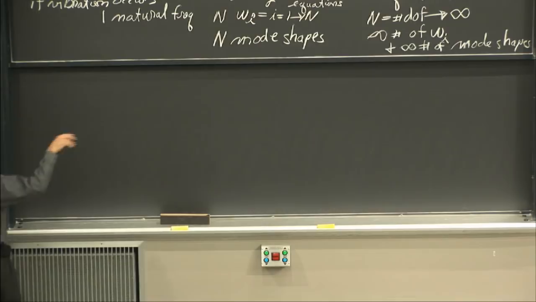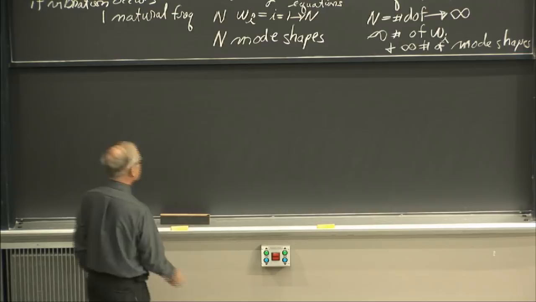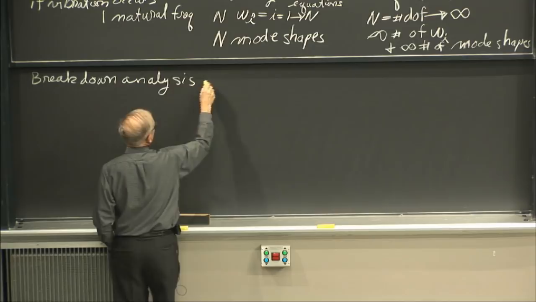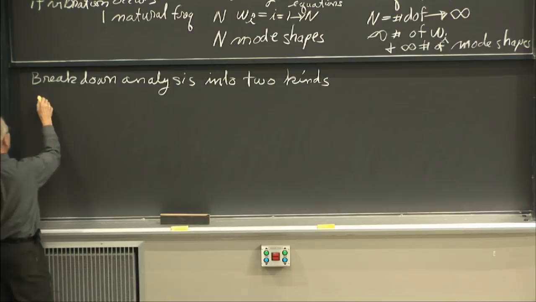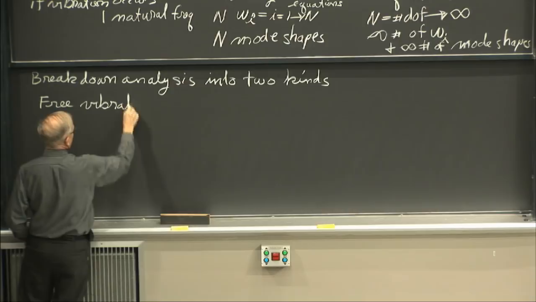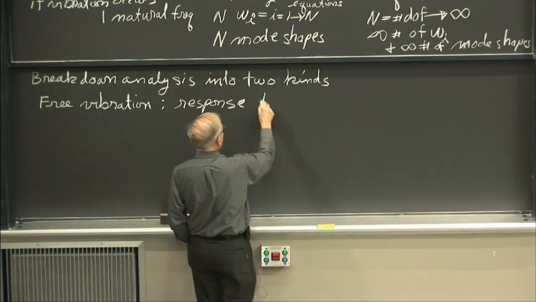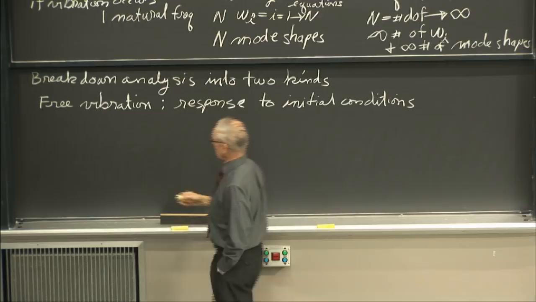There's a whole body of knowledge about vibration. And for the purposes of this class, we choose to break it down into two kinds of vibration. One is what we call free vibration. And that, we've learned already, is the only response is a response to initial conditions. And what we call forced vibration.